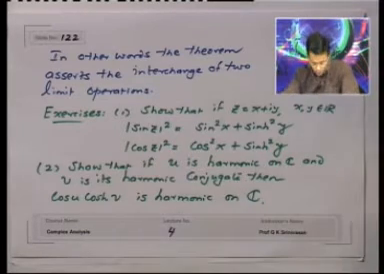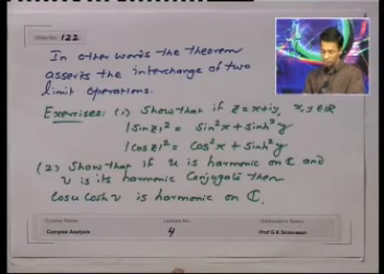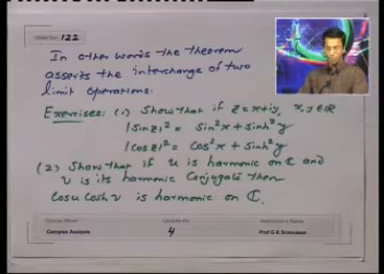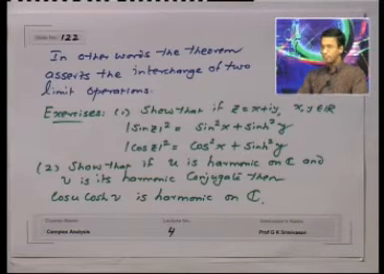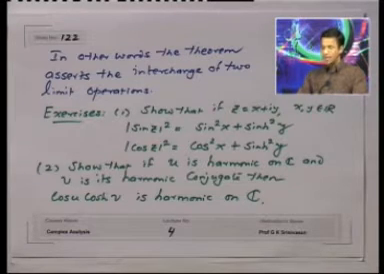Second question, show that if u is harmonic on C and v is its harmonic conjugate, then cos u cos v is harmonic on C. How will you do this? Directly by calculating the Laplacian? No. u is harmonic and v is its harmonic conjugate. So, u plus iv is analytic, right? u plus iv is analytic.